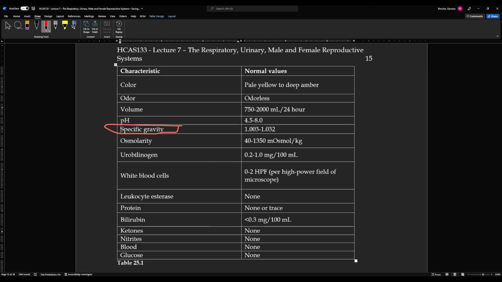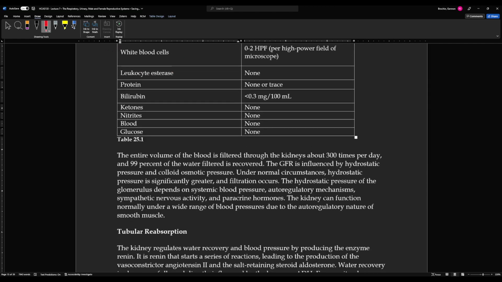And if specific gravity is too high, and other stuff is present, like protein, glucose, blood, etc., that's also a major concern for the ability to detect how well the kidneys are functioning.